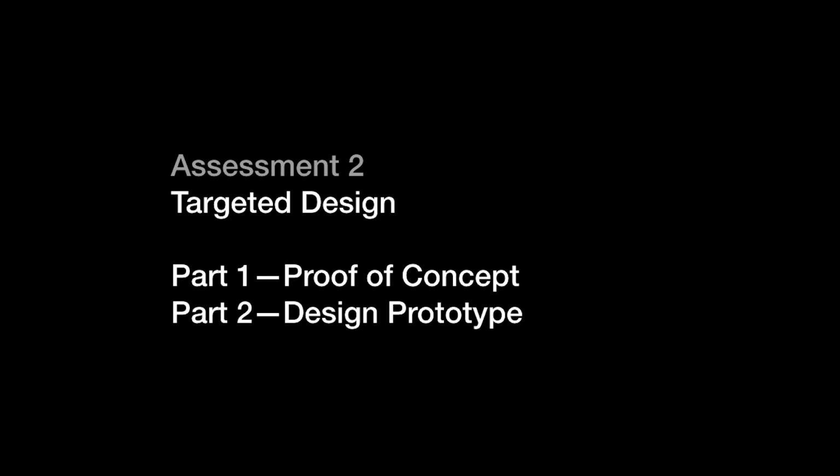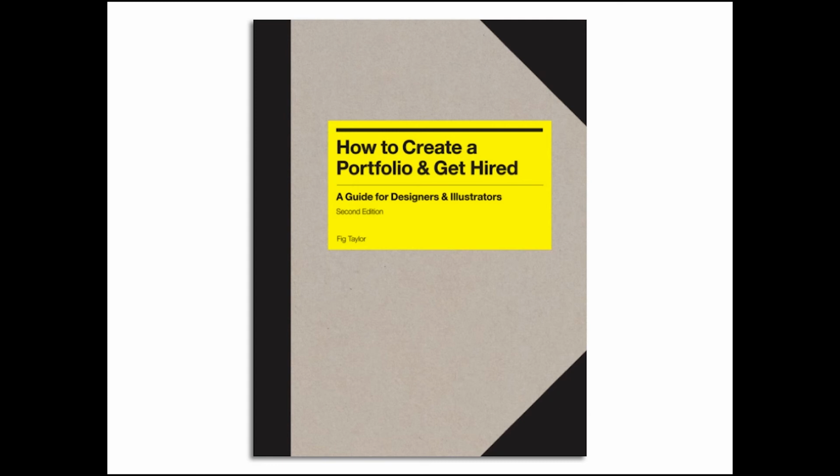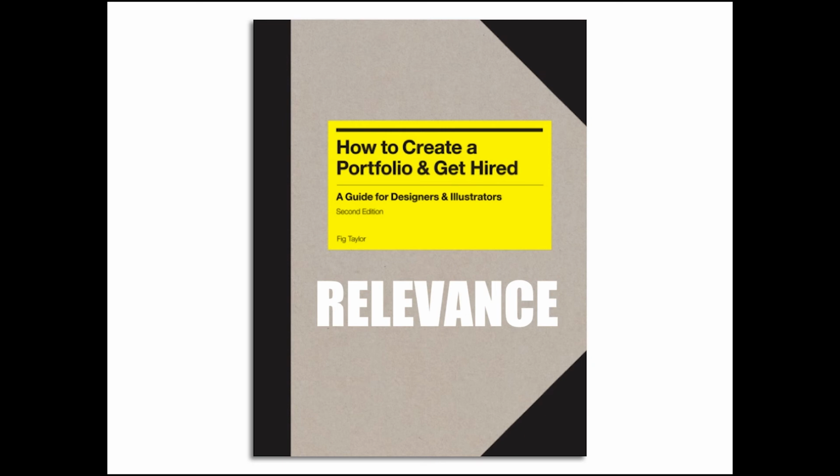Part 2 of this assessment is the completed design prototype that you first introduced as a concept in your Part 1 proof of concept. In the reader, How to Create a Portfolio and Get Hired, emphasis is placed on the importance of your portfolio reflecting the needs of your chosen target. In this case, your dream employer. It talks about the importance of weeding out material that is not relevant to your career interests and replacing them with fresh work that is. So the key word here is relevance, and the work that you produce in this assessment must be relevant to your target.